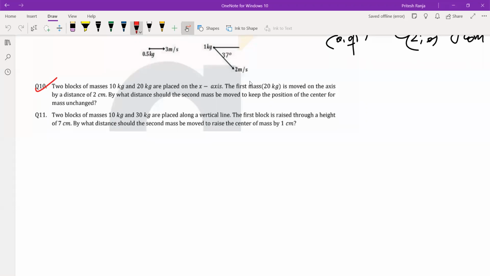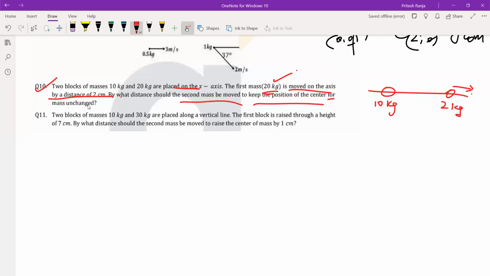Two blocks of given masses are placed on the x-axis. The first mass is moved on the x-axis by a distance of 2 centimeters. Let's see. Here is the x-axis. First mass, say 10 kg, and this is 20 kg. By what distance should the second mass be moved to keep the position of the center of mass unchanged?